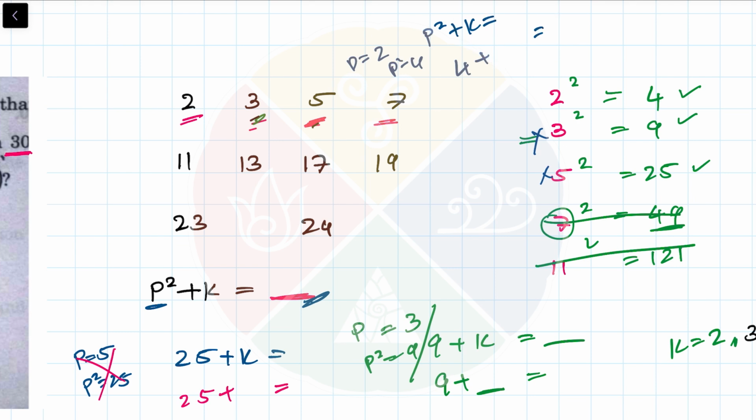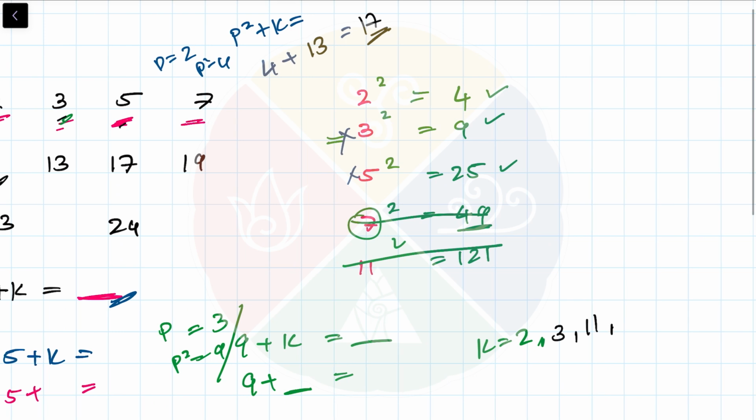We checked with 7. Now let's check with 11. That is 15. No. If it is 13, you're going to get 17. Even that is a prime number. So k can be 13. Right? 13 is done. Now what if it is 17? 17 plus 4 is 21. That is not a prime number.